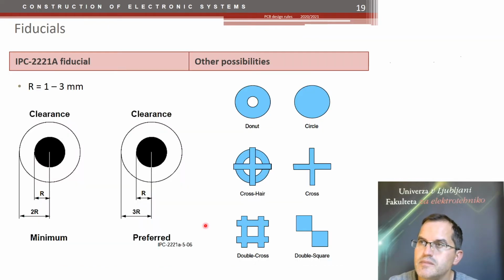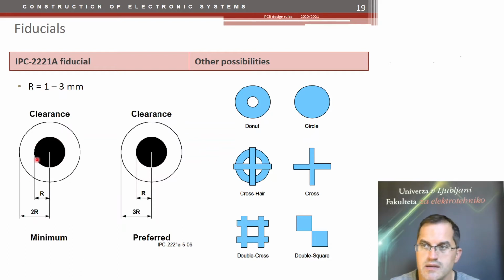Okay, fiducial. What is a fiducial? A fiducial is a mark that pick and place machines, and other manufacturing machines, use to orient themselves. It has a certain shape, and the most common is the donut shape. And the donut shape is shown here. It needs a certain clearance around it.